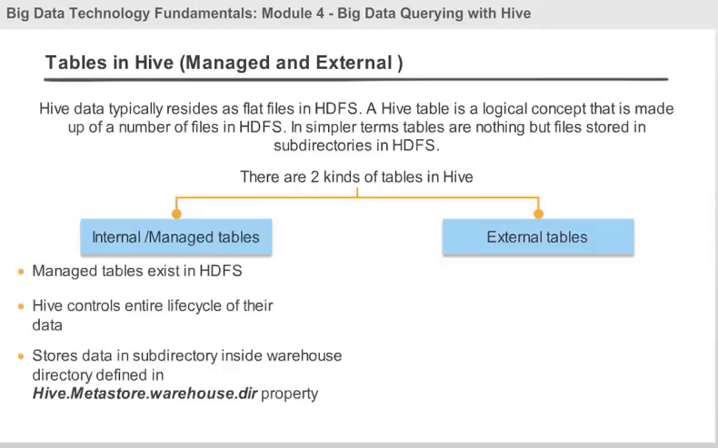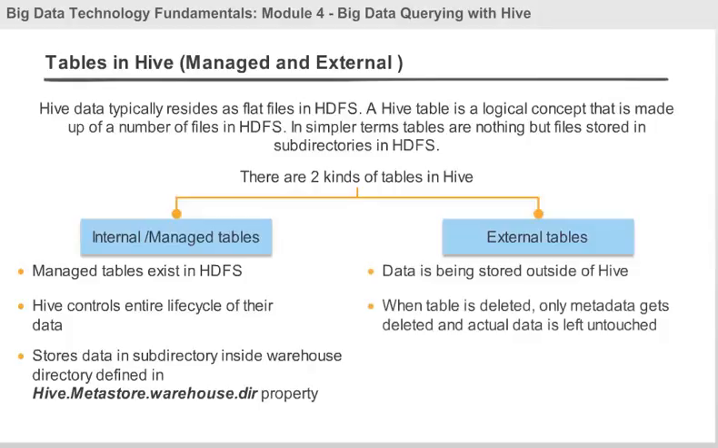External tables reference remote data that is stored outside of Hive. With external tables, there is no need to move data into the Hive warehouse directory. The schema and metadata are loosely coupled with the actual data. With external tables, when a table is deleted, only the metadata gets deleted. The actual data is left untouched. This is like deleting a shortcut icon for an application on your computer's desktop.